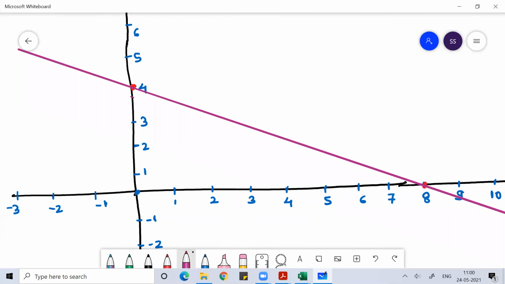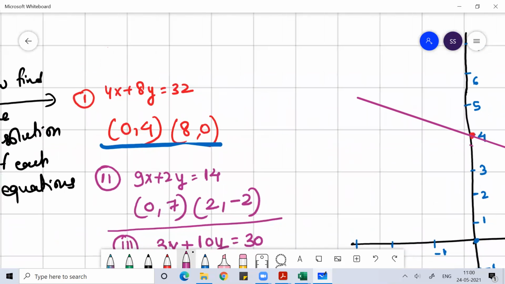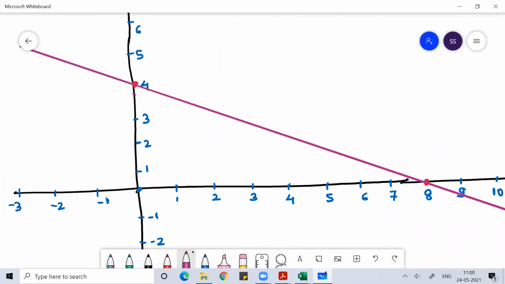So this line means what? This line is basically the line of the equation 4x plus 8y equal to 32. I hope you're understanding. This line represents the equation 4x plus 8y equal to 32.